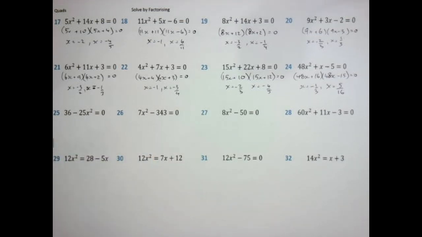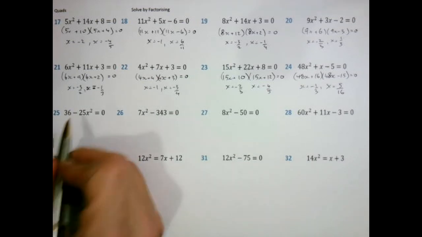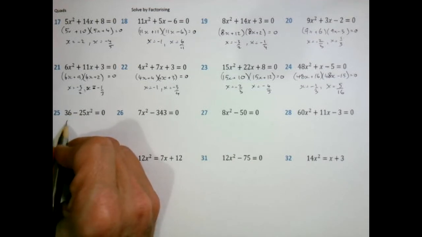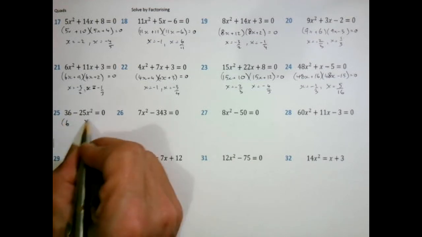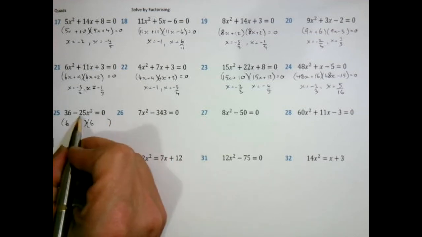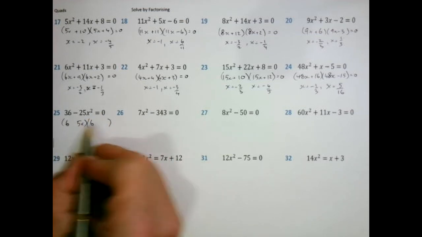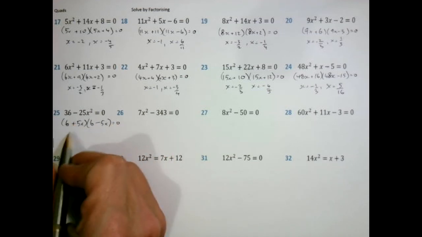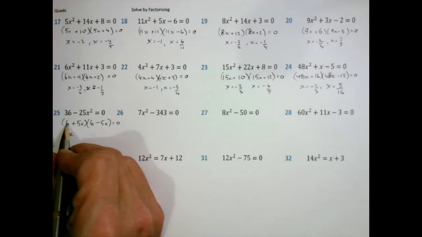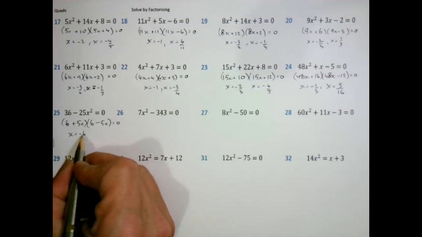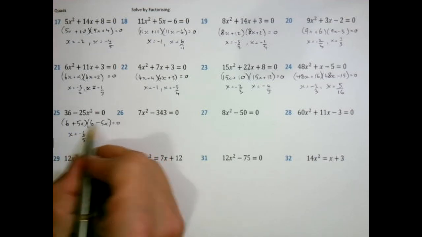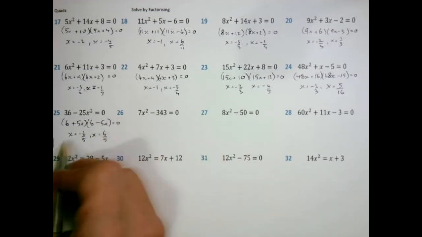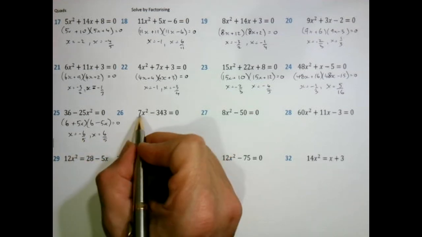36 minus 25x squared. The difference of two squares, but unusually the number is first and the number of x squares is next. Square root, and it goes in there as well. Square root of 25x squared is 5x. One's a plus, one's a minus. 5x equals minus 6. Change the sign, divide by that one. Minus 6/5. Change the sign, divide by that one. Minus divided by minus is a plus. 6/5. And of course we expect one's plus, one's minus.